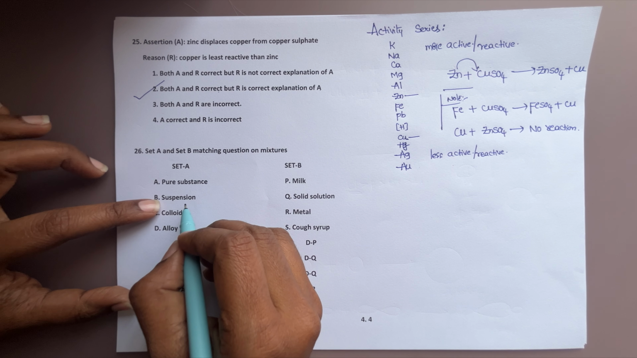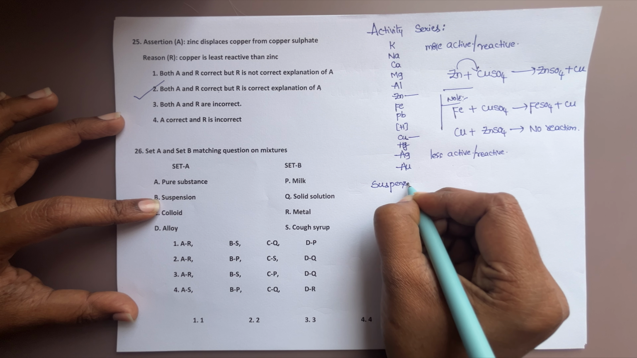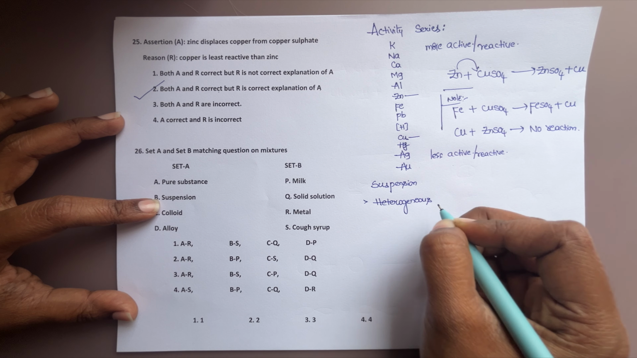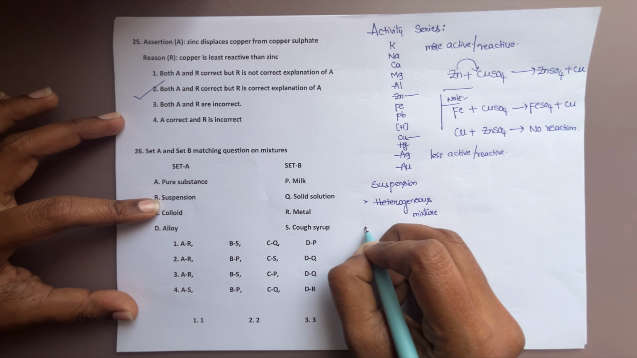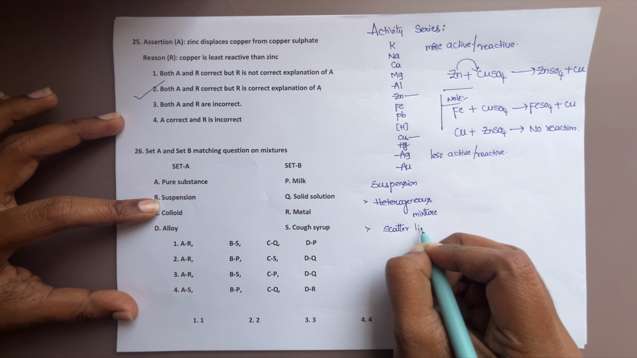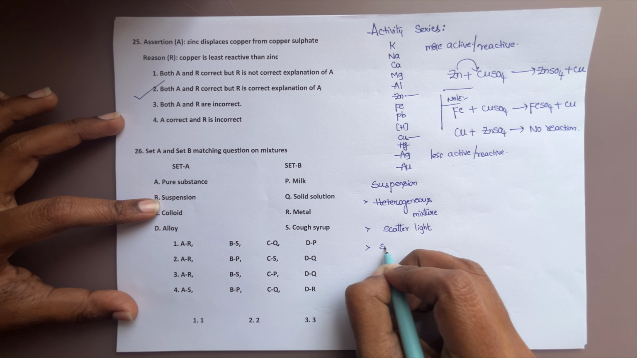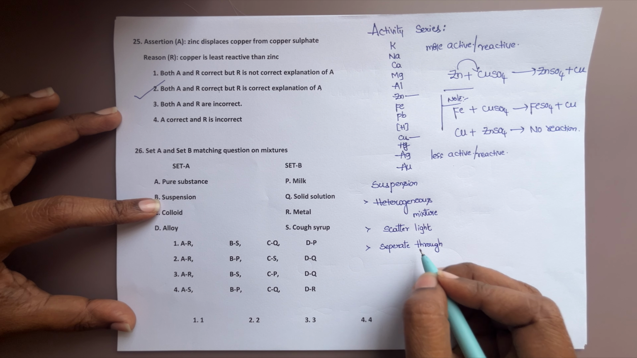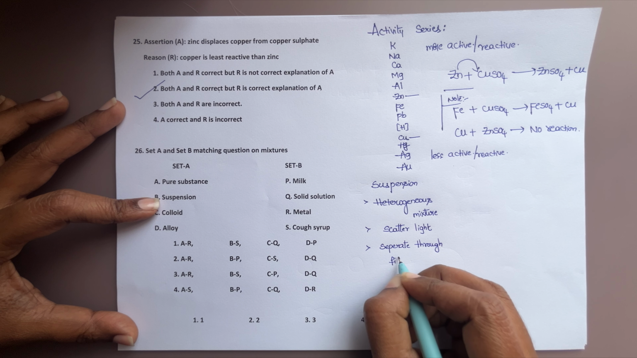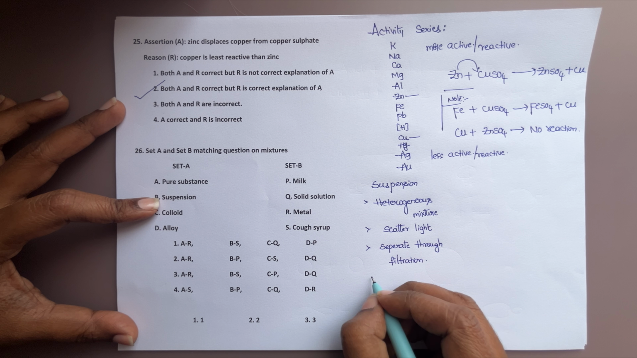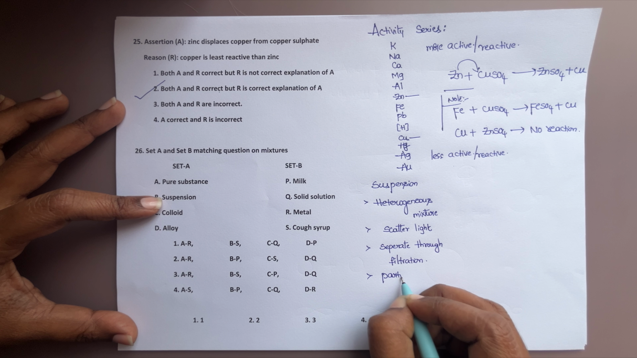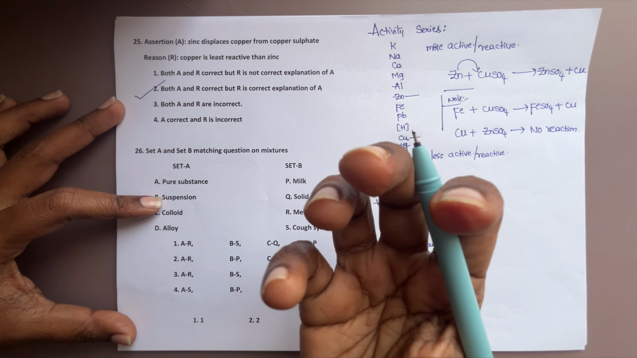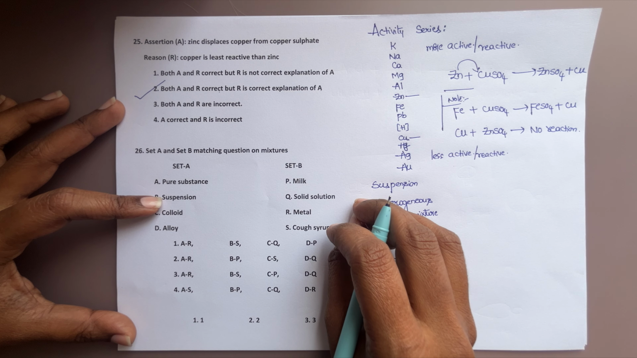Now let us see, first of all you have to know what is suspension. Suspension is a heterogeneous mixture which scatters the light. Through filtration, we can separate the particles inside the suspension. In a suspension, particles settle down at the bottom. Say for example, if you are adding sand to water, then what happens? All the sand particles settle down at the bottom of the glass.